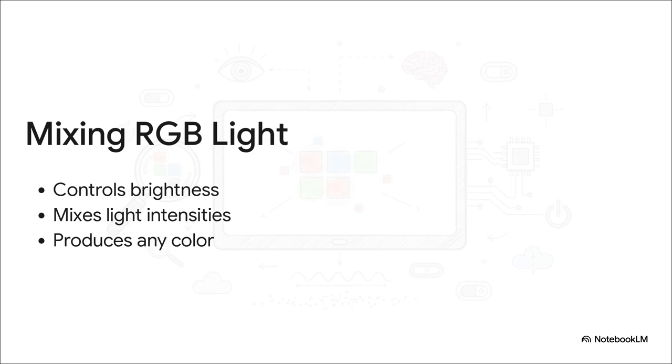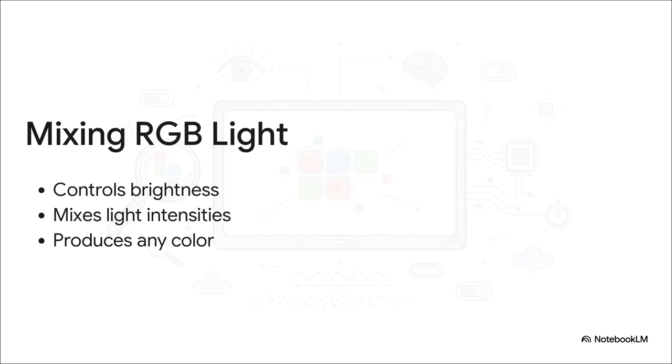The screen controls the exact brightness of the red, the green, and the blue subpixels completely independently. So by mixing different intensities of these 3 lights within such a tiny, microscopic area, a single pixel can blend them together to basically trick your eye into seeing virtually any color in the visible spectrum.